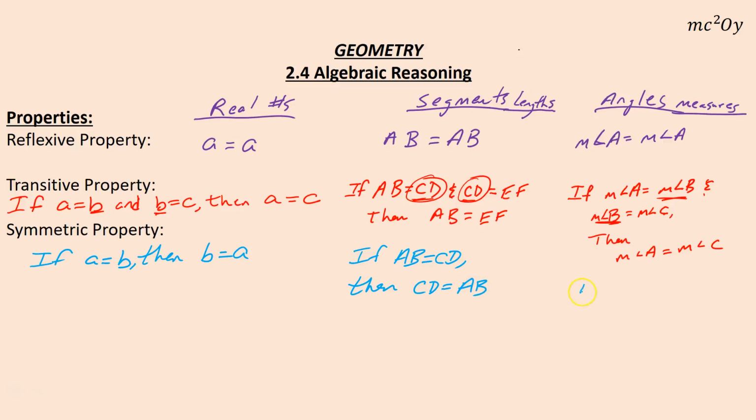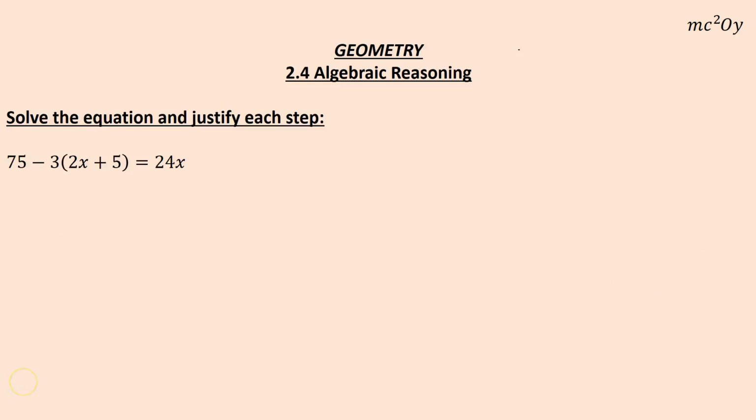And in terms of angles, if the measure of angle A equals the measure of angle B, then the measure of angle B equals the measure of angle A. All right. Well, let's go ahead and move on here. Next thing we're going to do is just solve an equation and justify the steps, kind of telling what we're doing each step here.